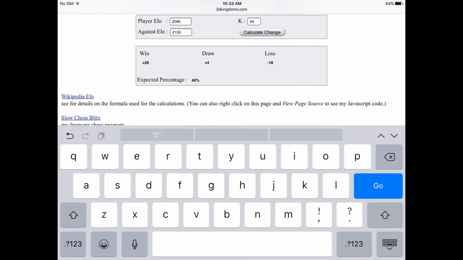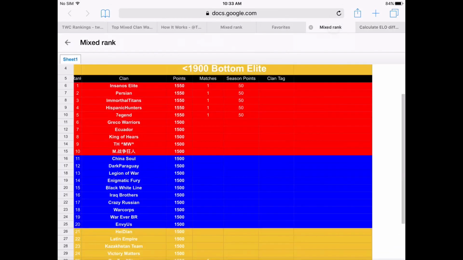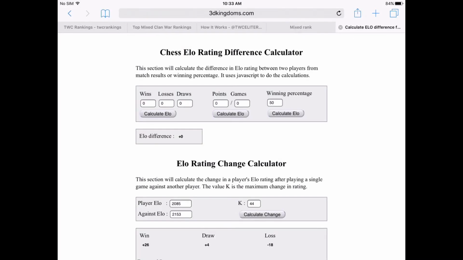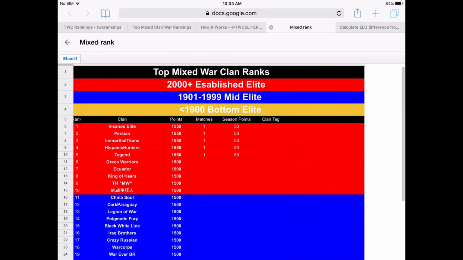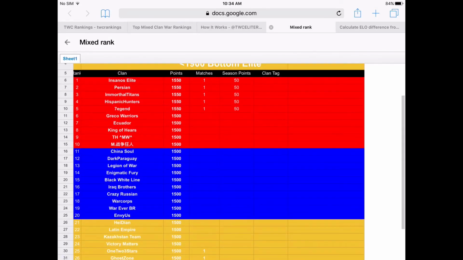Since they're the 8th ranked clan, they aren't expected to win. That's how the Elo system calculates. The number one ranked clan is expected to win. So the number one ranked clan should only get a smaller amount of points for beating the 8th ranked team. Whereas if you're the 8th ranked clan, you should get more points.